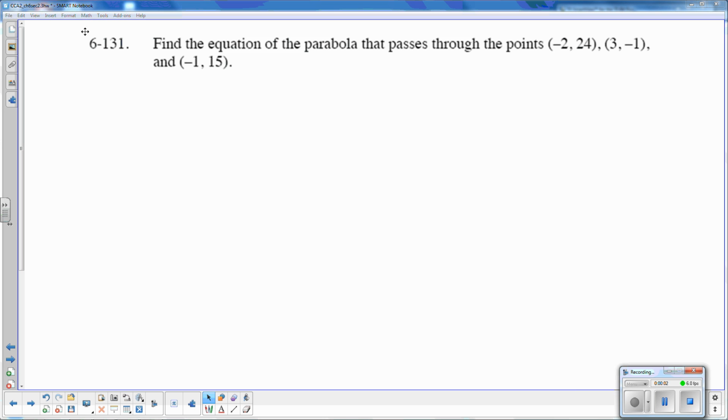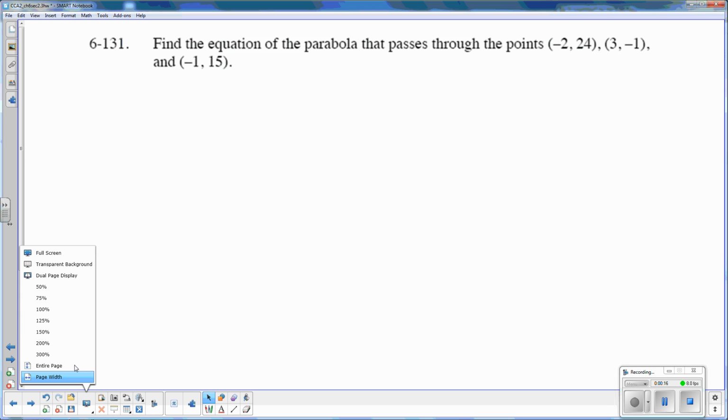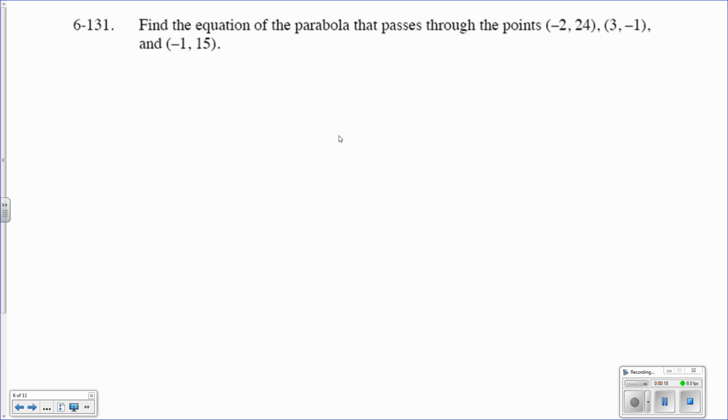All right, problem 6-131. Find the equation of the parabola that passes through the points (-2, 24), (3, -1), and (-1, 15). So some key things we need to focus on to start out is that we are looking at a parabola. So we're looking for the equation in the form of y equals ax squared plus bx plus c.